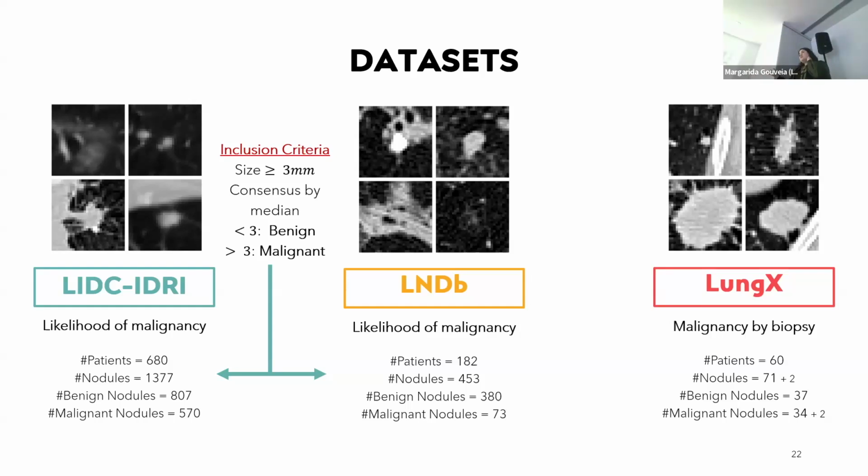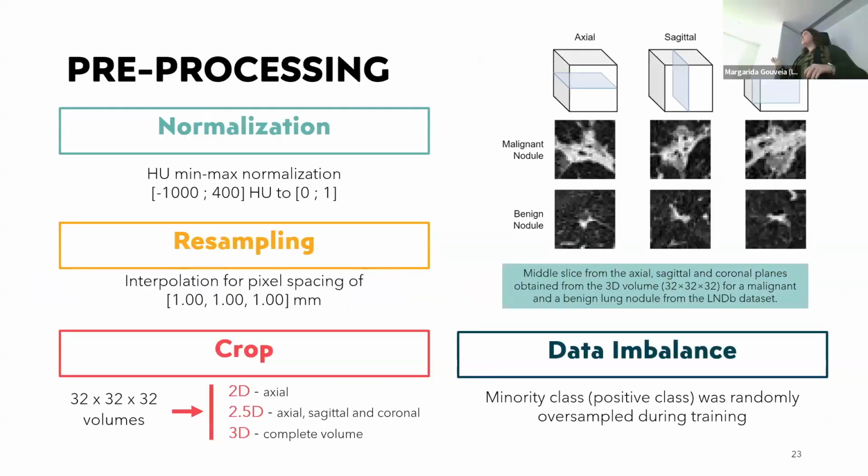And then a small dataset, the LUNGx dataset, also acquired for a competition, but for this dataset we have access to the results of biopsy. So we have confirmation of whether each nodule is cancer or not. Basically, the LIDC was our main data set for training, and then we evaluate models on the 2 other data sets. For the second part of the work, we also use the LNDB for training, but I will explain this next.